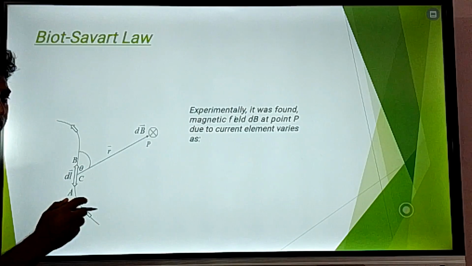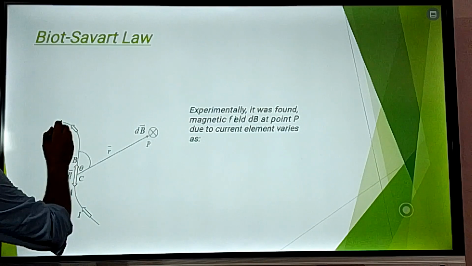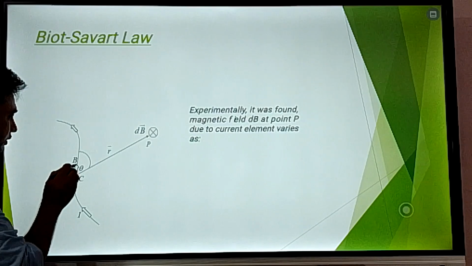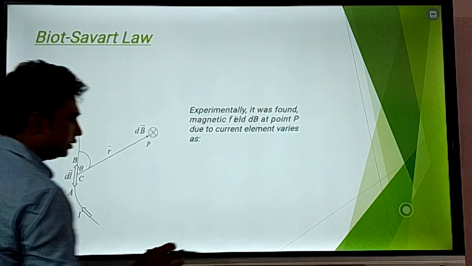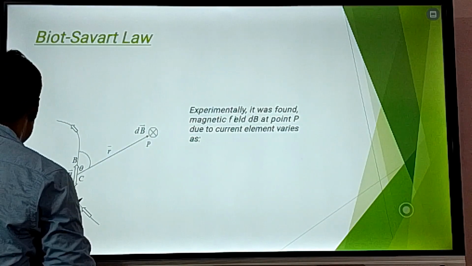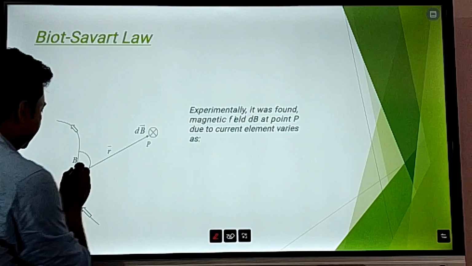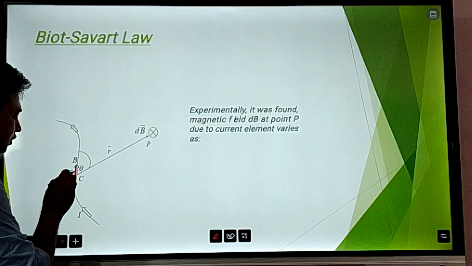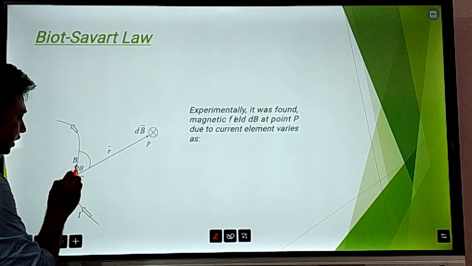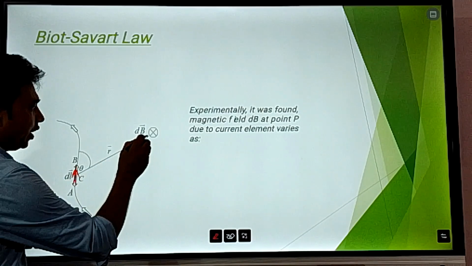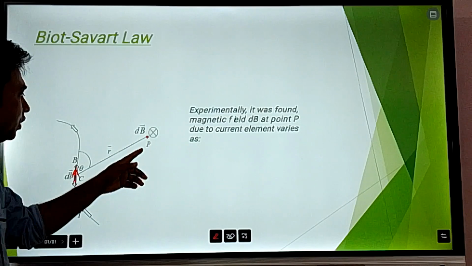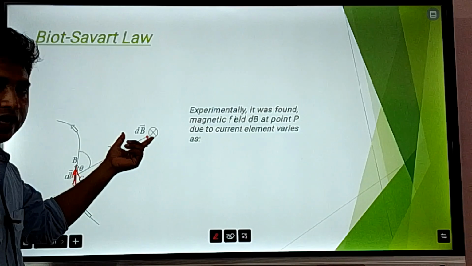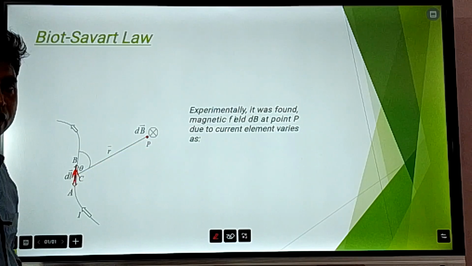So suppose this is a wire carrying current I, and this is the small current element, and the direction of this current element is in this way, and this is our point of observation. P is the point of observation where we want to find the magnetic field. What is the value of the magnetic field here?